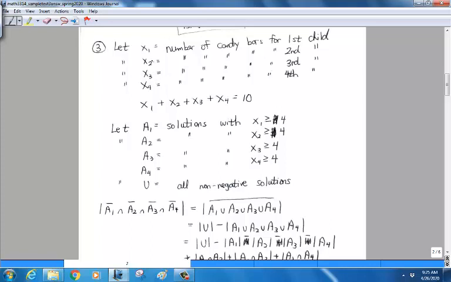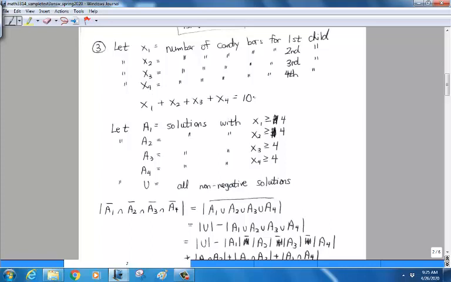Obviously these variables all have to be integers. We're not going to split a candy bar, and actually they're non-negative integers. And when we add up those four variables, that has to add up to 10, because there are 10 Snickers bars that we're going to distribute.